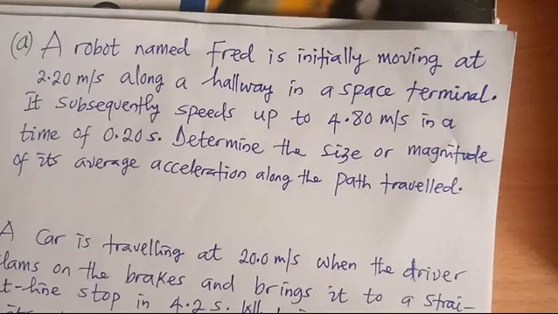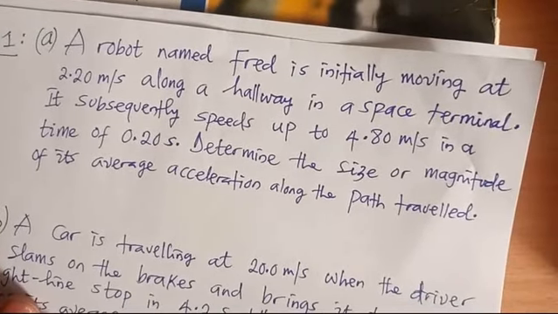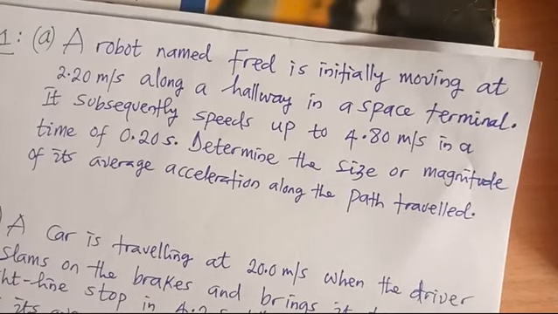Today we will solve problems related to average acceleration, and I named it problem 1. We have A part of the problem and the B part of the problem. They are pretty simple to begin with. Let us now read the problem.